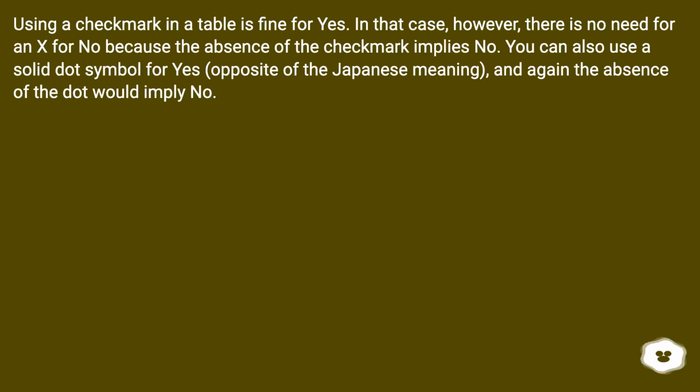Using a checkmark in a table is fine for yes. In that case, however, there is no need for an X for no because the absence of the checkmark implies no. You can also use a solid dot symbol for yes, opposite of the Japanese meaning, and again the absence of the dot would imply no.